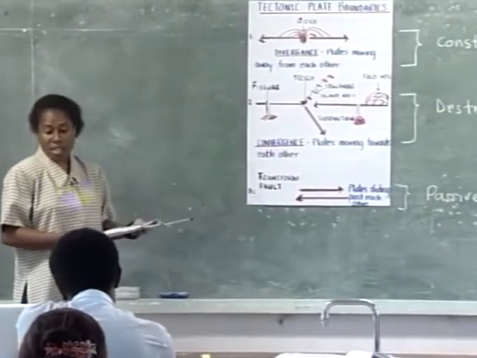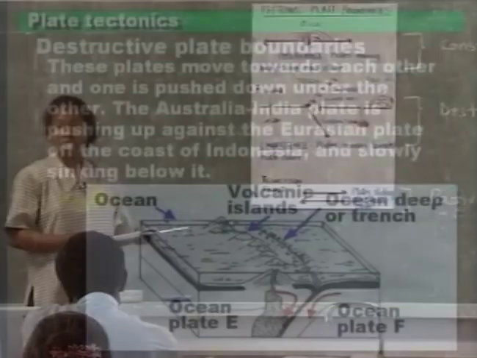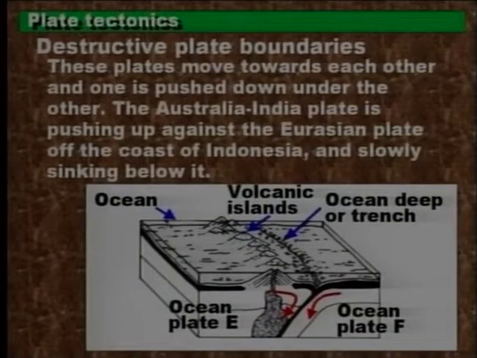Destructive plate boundaries, these are plates moving towards each other, where one is actually pushed down under the other. And the Australia-India plate, as an example, is actually pushing up against the Euro-Asian plate off the coast of Indonesia, and slowly sinking below it is the oceanic plate. We note also that for the destructive margin, subduction would usually be one of the common or main features that is actually occurring.